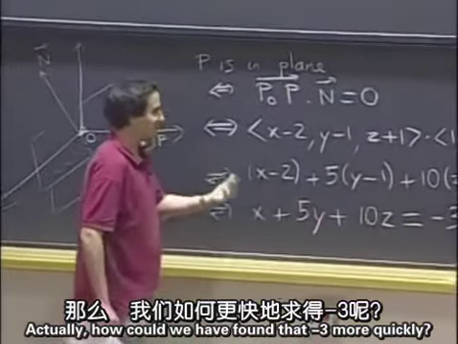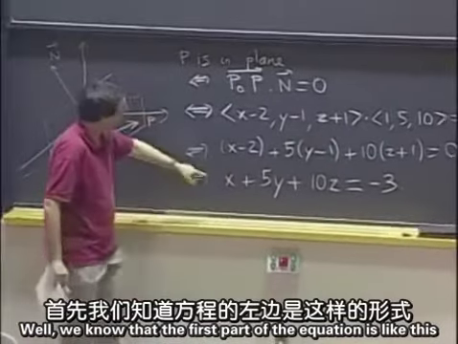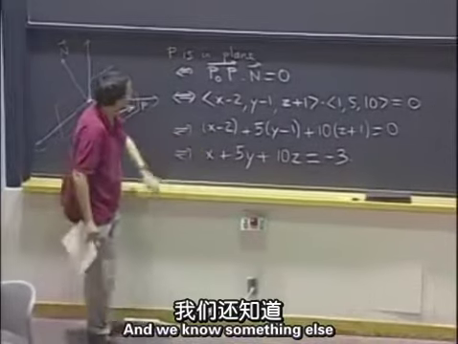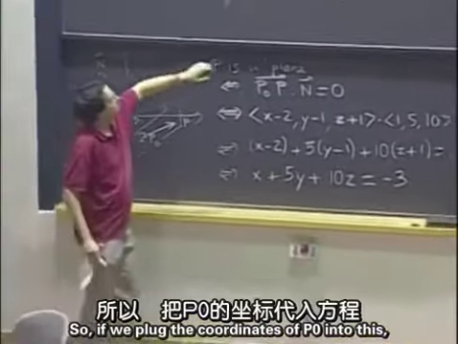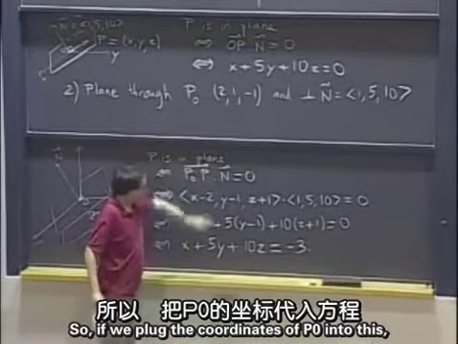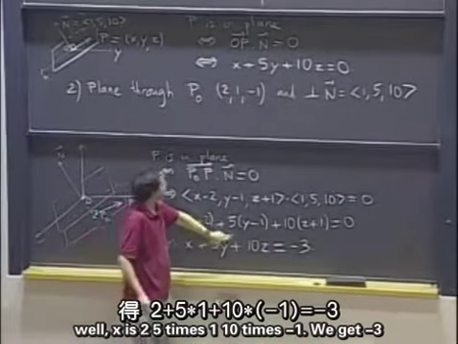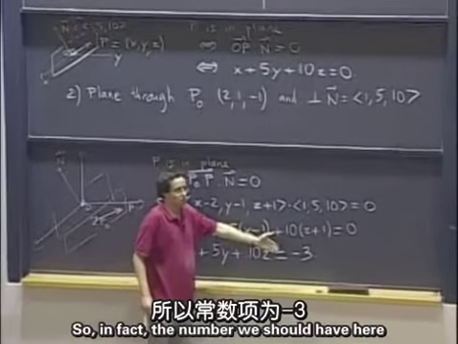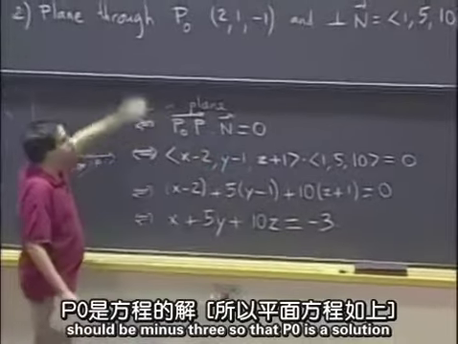So how actually could we have found that minus 3 more quickly? Well, we know that the first part of the equation is like this. Okay? And we know something else. We know that the point P0 is in the plane. So if we plug the coordinates of P0 into this, well, x is 2 plus 5 times 1 plus 10 times minus 1, we get minus 3. So in fact, the number we should have here should be minus 3, so that P0 is a solution.